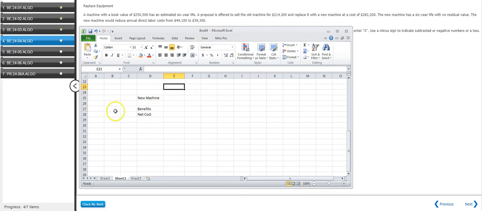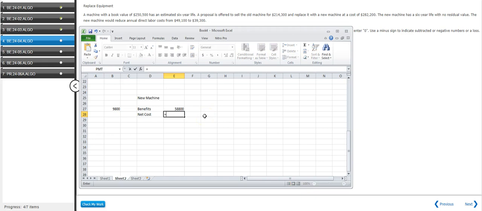So I'm going to do that over here. 49,100 minus 39,300. The amount of savings per year is 9,800, but this is for how many years? 6-year life. So we'll multiply it by 6. The total benefit over the life is this number, 58,800.